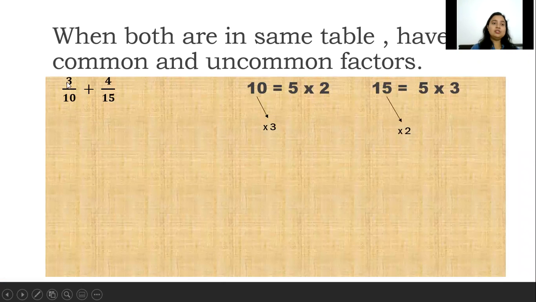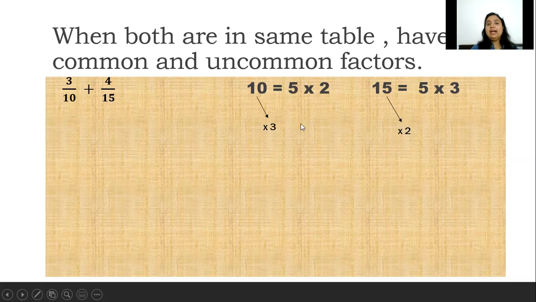Okay, first let's observe the fractions and the denominators. This is 3 by 10 plus 4 by 15. Look at 10 and 15. 10 we can write as 5 multiplied by 2, and 15 we can write as 5 multiplied by 3. Observe it carefully. They have 5 in common, but 3 only 15 has, and 10 has 2. So some common factor and some different factor it has. So it has 3, 10 doesn't have it. Give it 3.